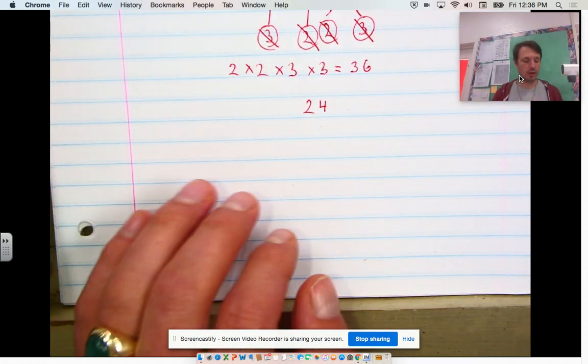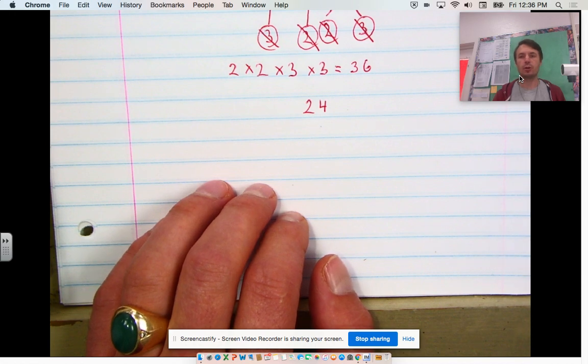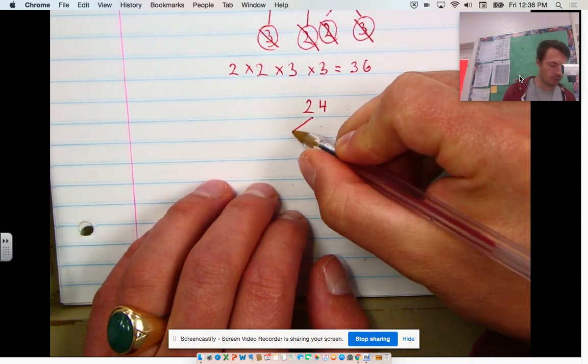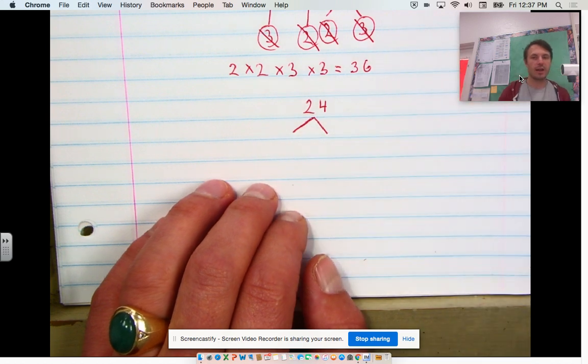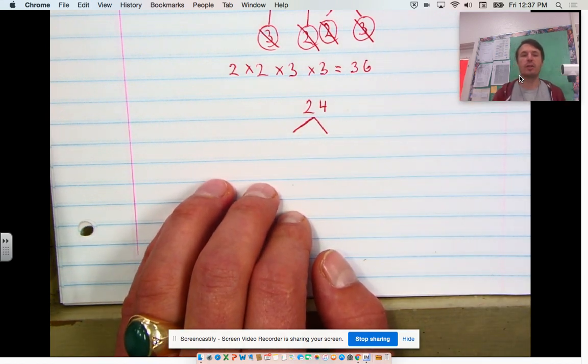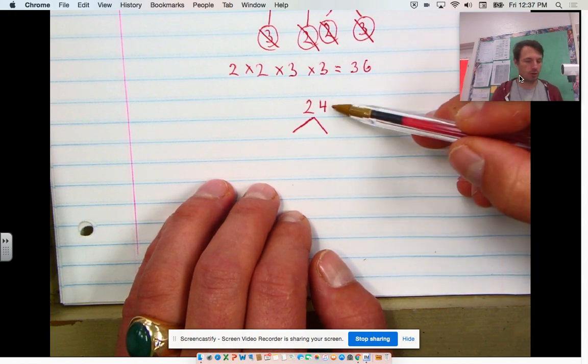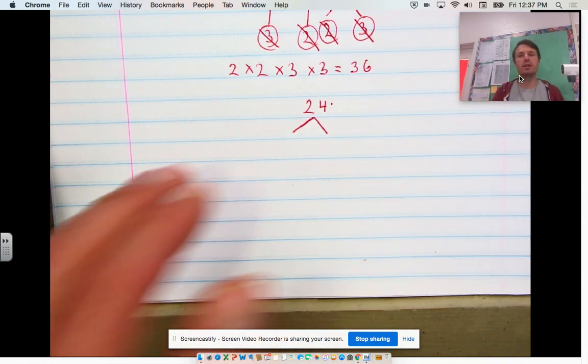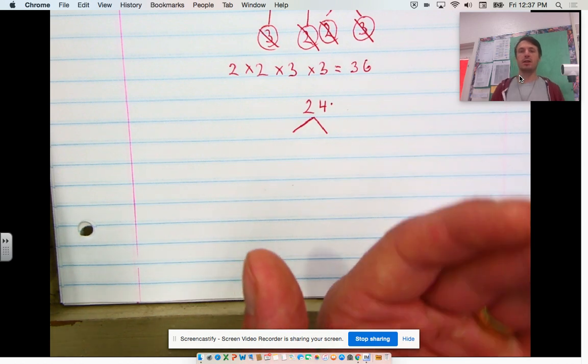So step 1, the number that you're doing prime factorization on sprouts branches. And each branch grows a leaf. And what is that leaf? It's a number that can be multiplied by another number to equal 24. So you can pick any two numbers that can be multiplied together to equal 24.